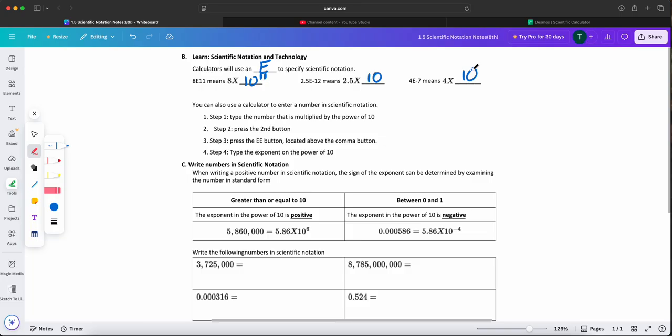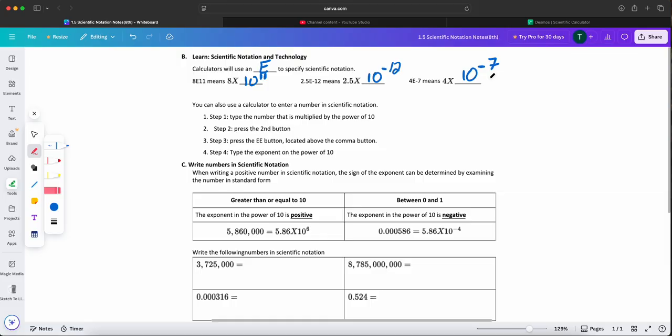So in the 2.5E negative 12, that means that exponent is negative 12. For the 4E negative 7, that means our exponent is negative 7. Okay? So then it kind of talks you through how you type things in there.